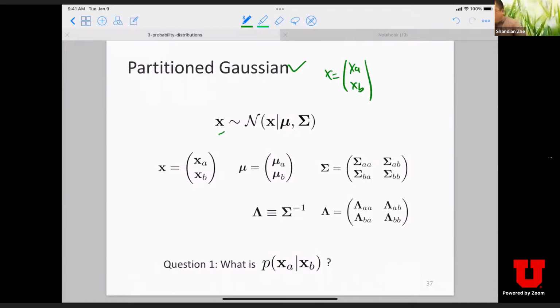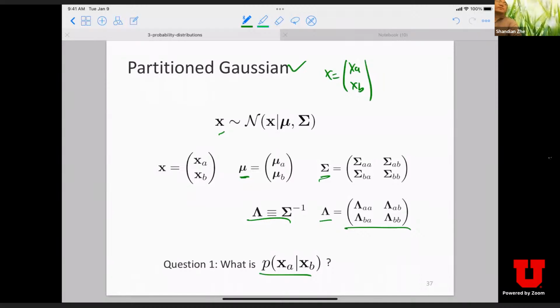Correspondingly, we can partition our mean vector mu into mu_a and mu_b, and the covariance matrix into blocks: sigma_AA, sigma_AB, sigma_BA, and sigma_BB. And correspondingly, when we look at the precision matrix, namely the inverse of the covariance matrix, we can partition it according to A and B as well. So we get lambda_AA, lambda_AB, lambda_BA, and lambda_BB. One question is, how can we compute the conditional distribution of x_a conditional on x_b?